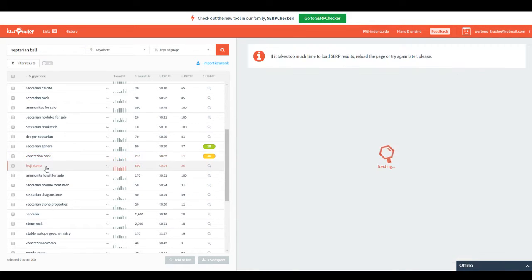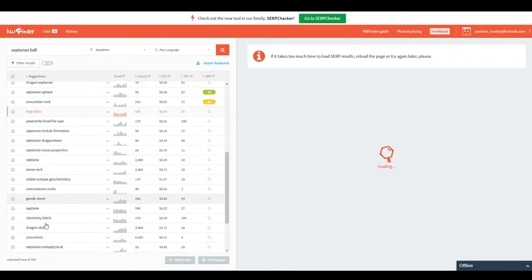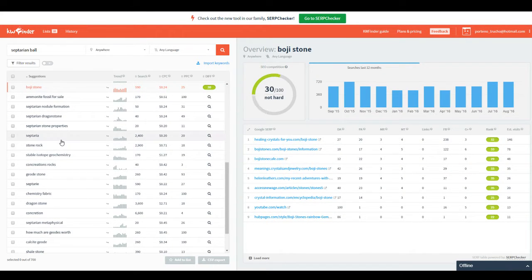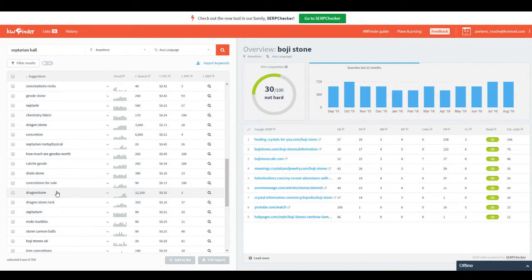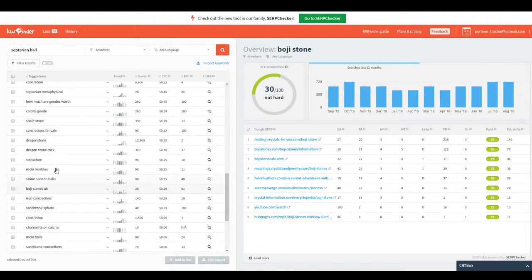I don't know what a Boji Stone is. But we can see we have a whole bunch of these other keywords that are related to what it is that we're looking for. So we have like this, let's see if they have anything else here that really helps us. Dragonstone Rock is 320 searches a month.